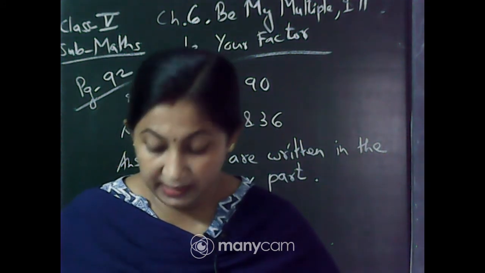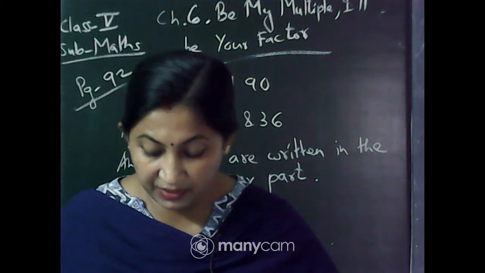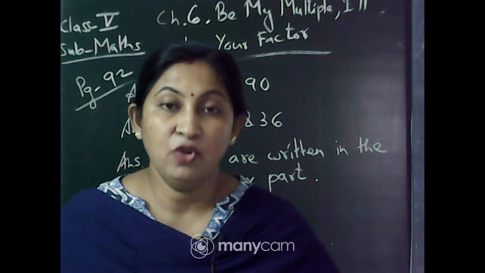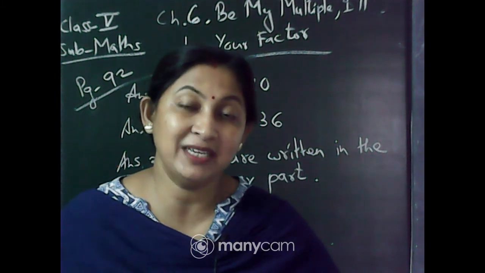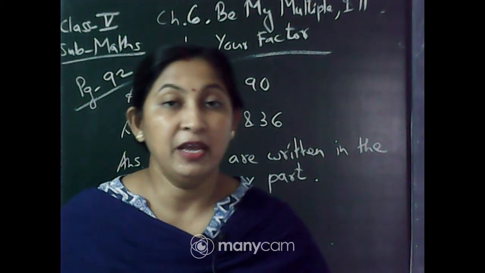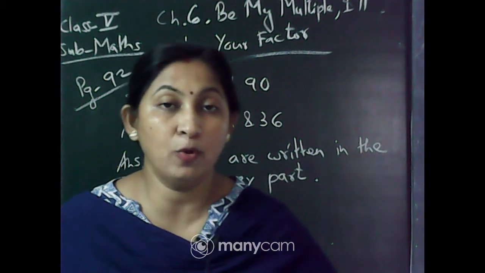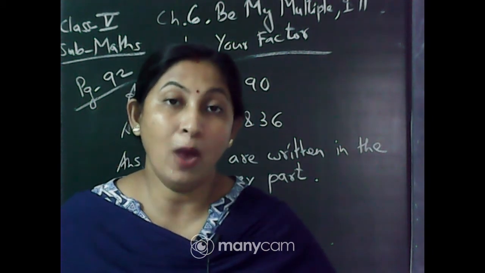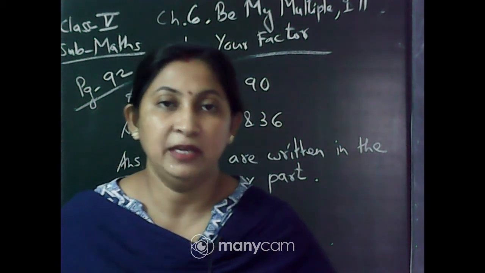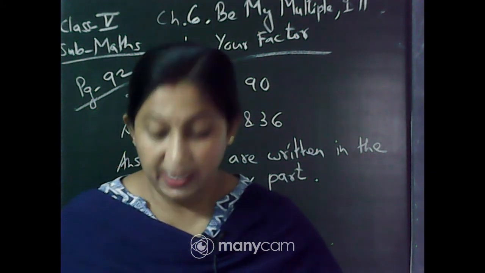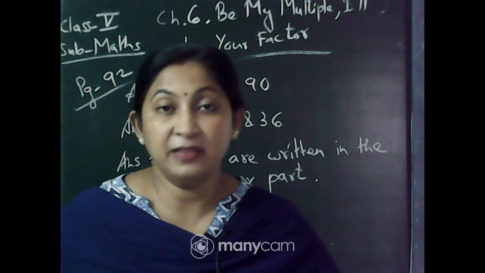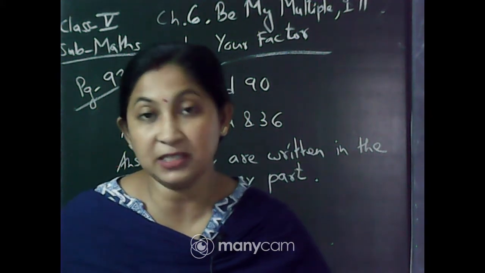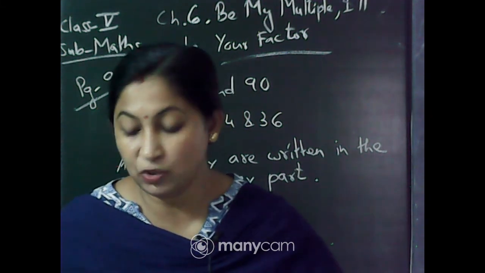Now the question is, what is the smallest number of seeds that Sunita had? You have to answer how many seeds she has, so that if she makes groups of 4, 5 or 6, 1 tamarind seed will be left. Can you tell me what you will do? See, this type of question we have just now done.